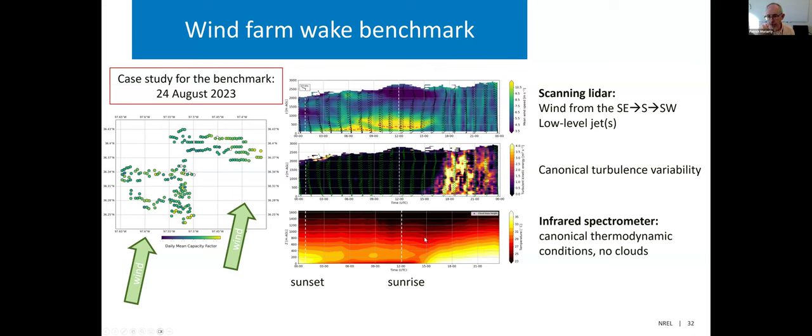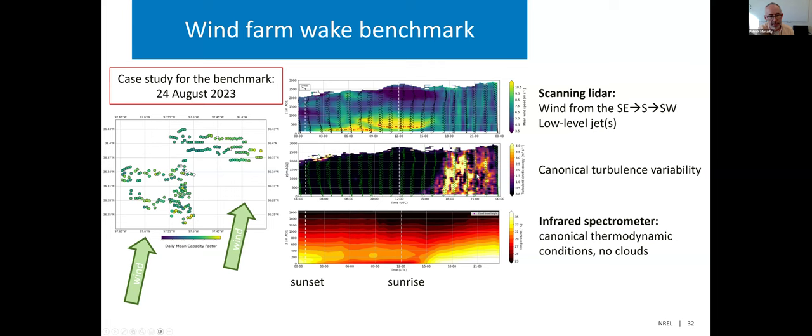This day was chosen because of mostly canonical conditions here. Winds coming from the south southwest. You can see the presence of the low-level jets here at night. That's the yellow area here. And then kind of a lot of daytime mixing.